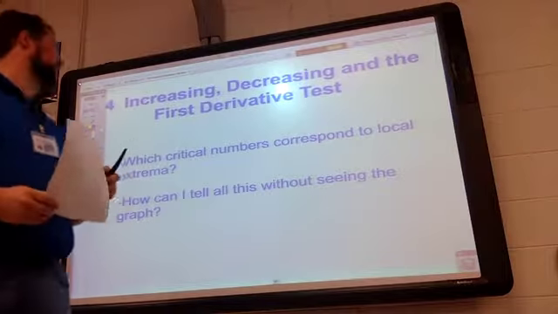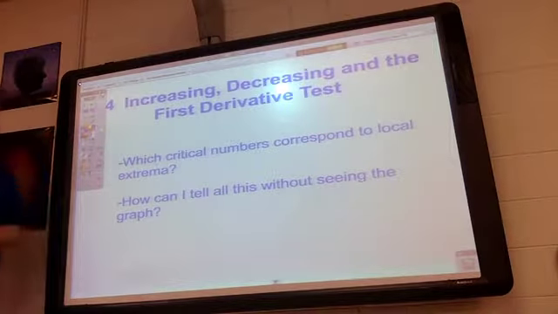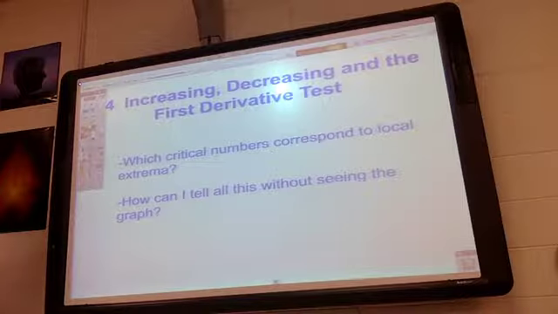All right, so we have section 3-4, increasing, decreasing, and the first derivative test. So when we left off with 3 notes, we could find the absolute extrema. Did the derivative, found the critical numbers, and then we plug those values in to figure which one was highest, which one was lowest. All right?